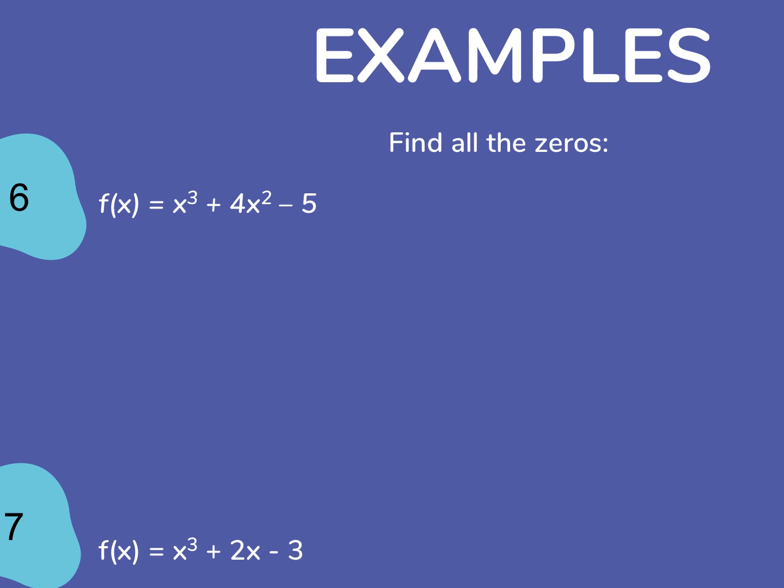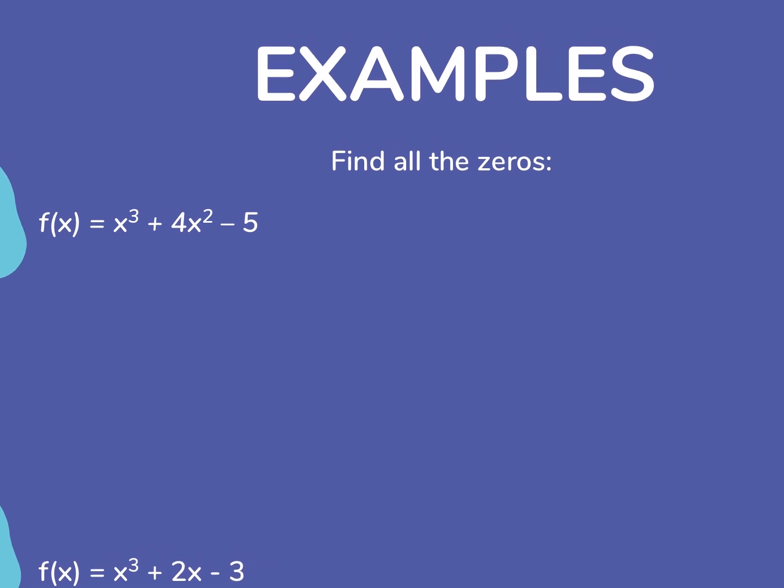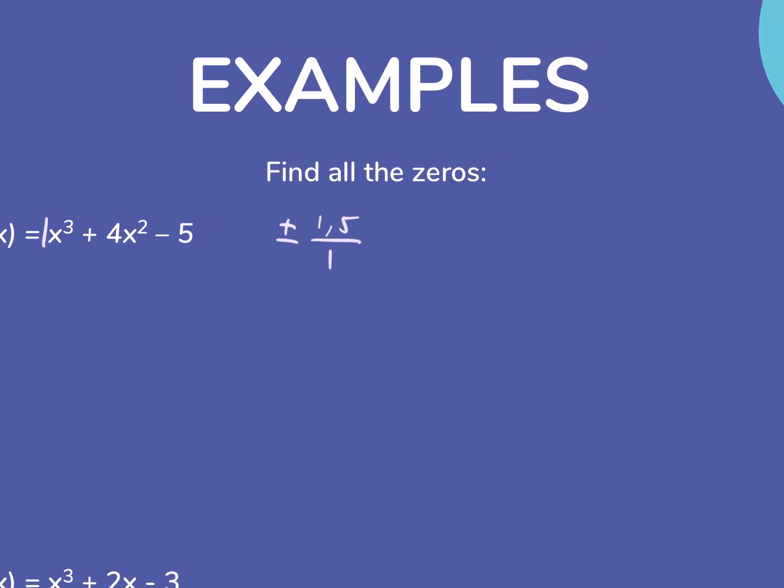So here we're just guessing, but we're not guessing arbitrarily. We're guessing based on factors of the last over factors of the first. So it's going to be plus or minus factors of 5, which are 1 and 5, over factors of the first, which is just 1, because there's a 1 in front of our x cubed. So these are a lot simpler options, because anything over 1 is itself. We get plus or minus 1 and plus or minus 5. So these are our only 4 options.